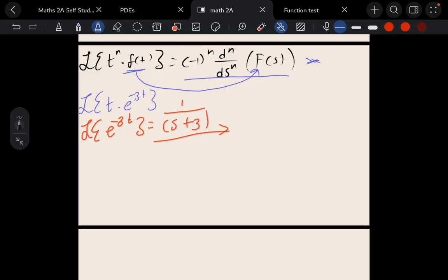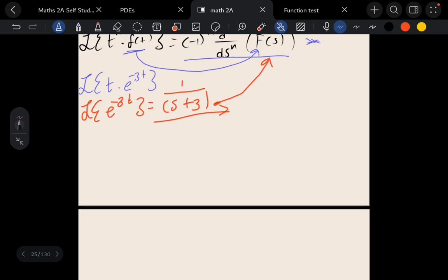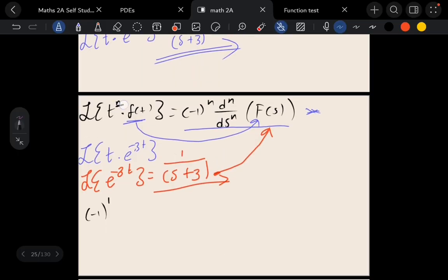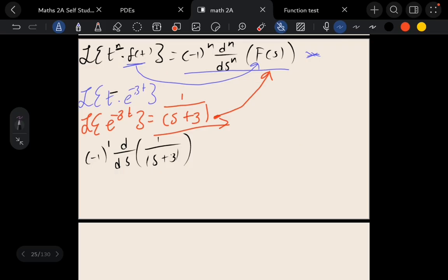Now we have found the Laplace transform of something that is multiplying what? t. What is the next thing that you need to do? We need to substitute this answer into this equation and derive. So by doing that, you are going to have (-1) all to the power what? All to the power 1. Why are we saying it's all to the power 1? Because this n that you see here is the exponent of t. The exponent of t here is 1, so it's going to be d over ds in bracket 1 over s plus 3, like that.